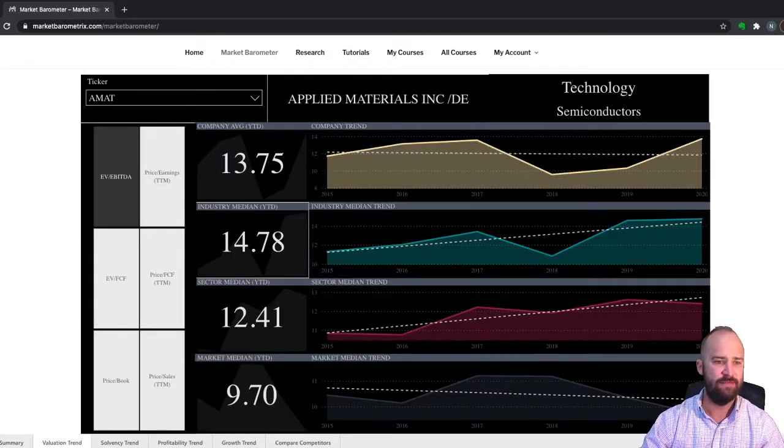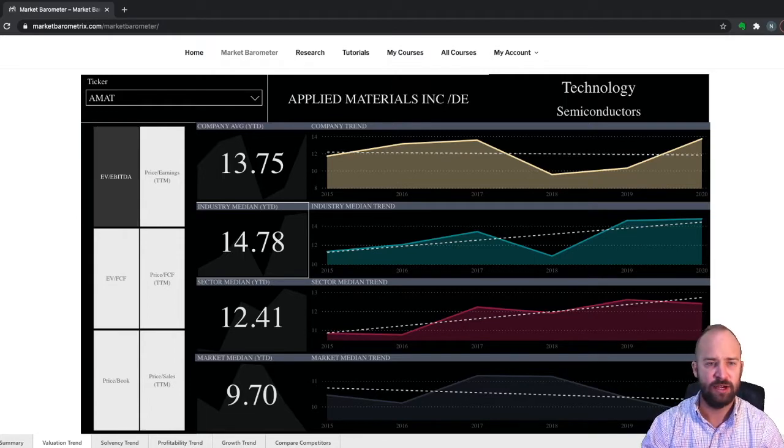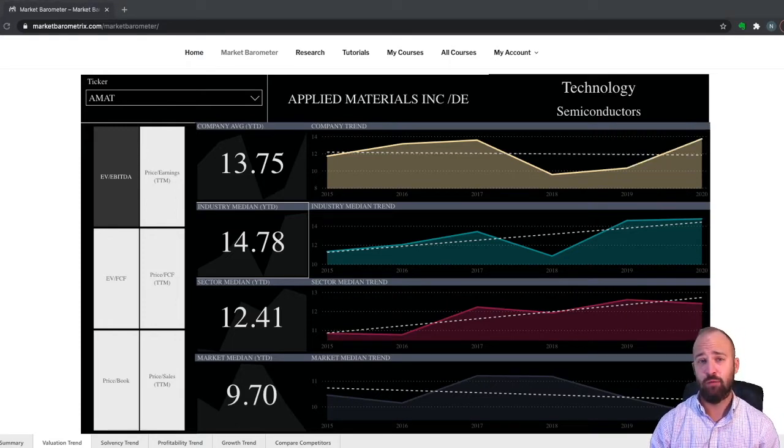Applied Materials, we have the EV over EBITDA ratio selected. Looks like the current year-to-date average reading for EV over EBITDA is 13.75. And you can see that puts us at the upper end of how expensive Applied Materials has been over the course of the last several years. So that's definitely something that we want to be thinking about as we continue our look at this company. It's expensive right now relative to where it has been on average over the last couple of years.